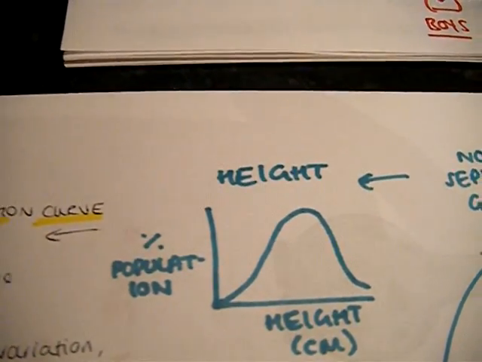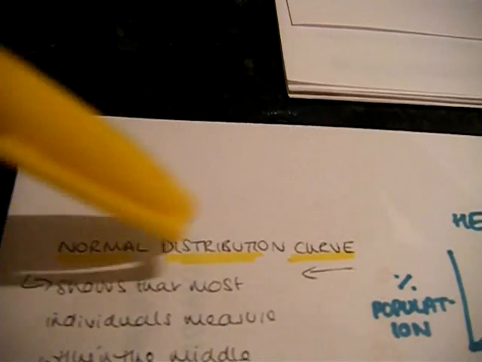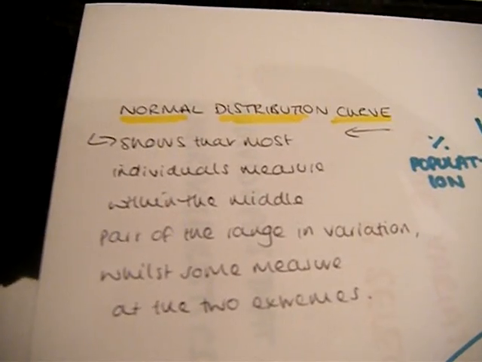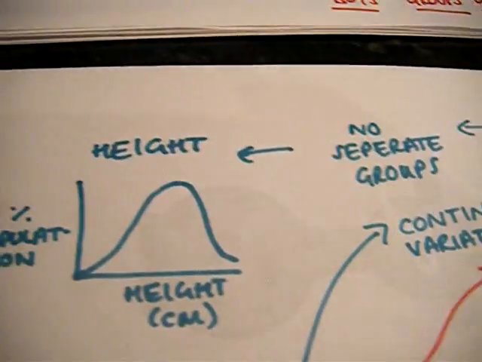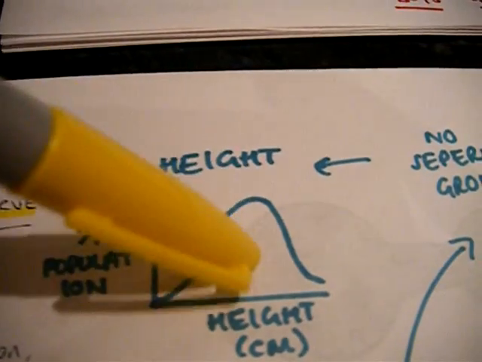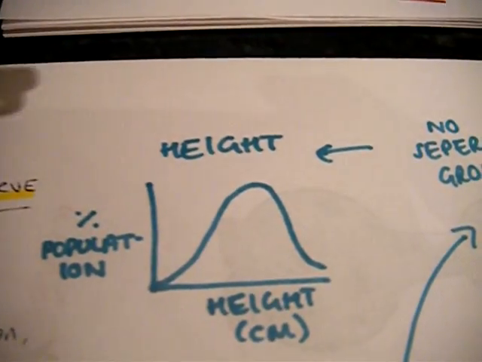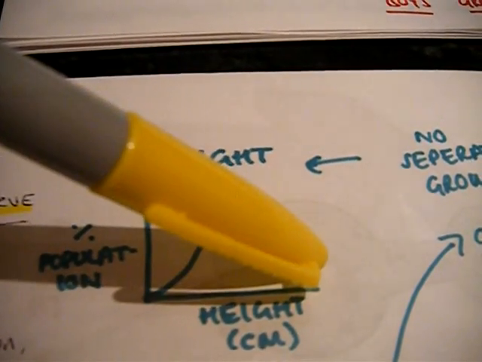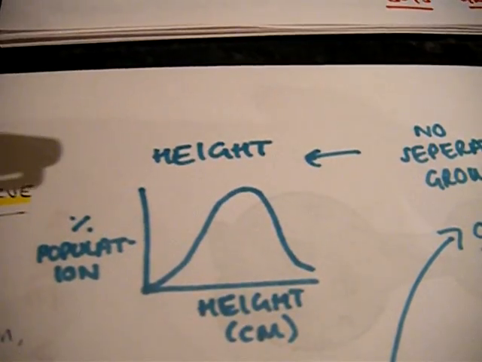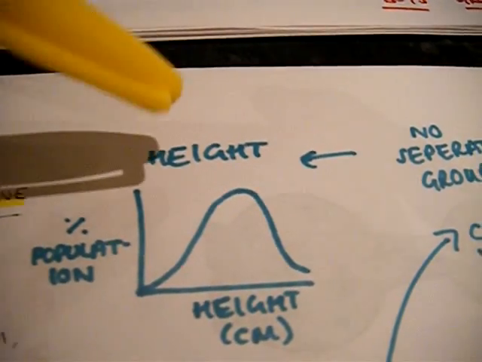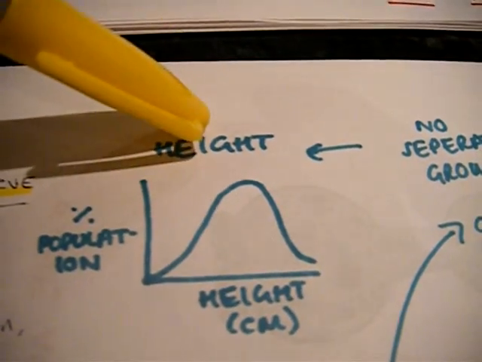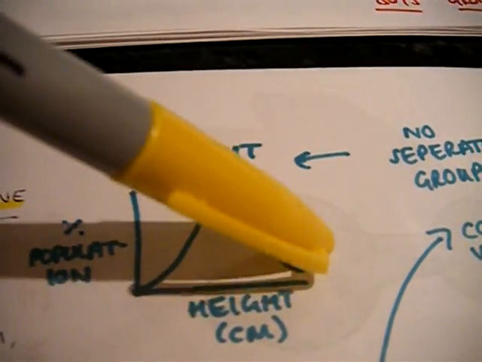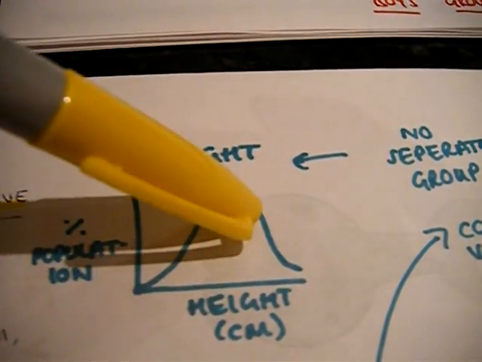And this graph shows what's called the normal distribution. The normal distribution shows that most individuals measure within the middle part of the range, which is here, whilst some measures are at the two extremes. So you have the really small people, like me, and you have the really tall people, like Mr. Roberts. So in a normal distribution curve, most individuals measure within the middle. Some measure at one extreme and a few measure at the other extreme, but most are within the middle.